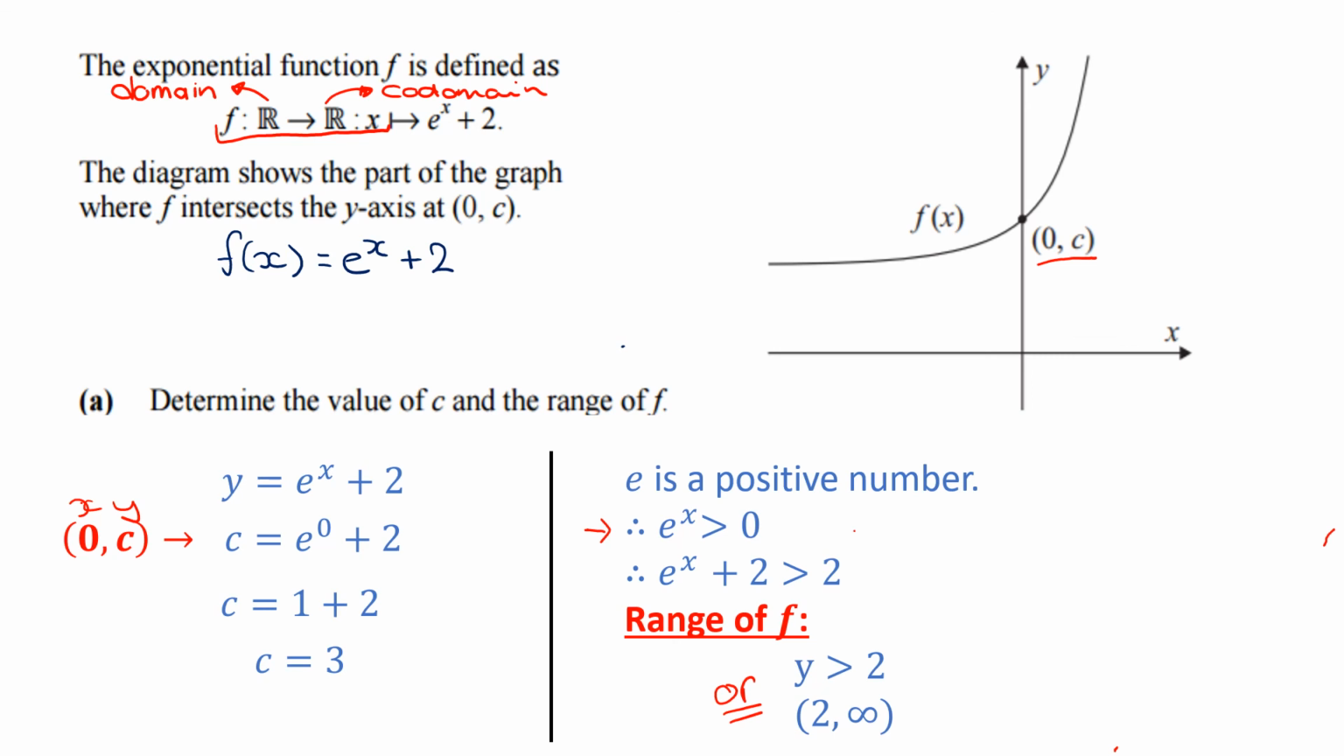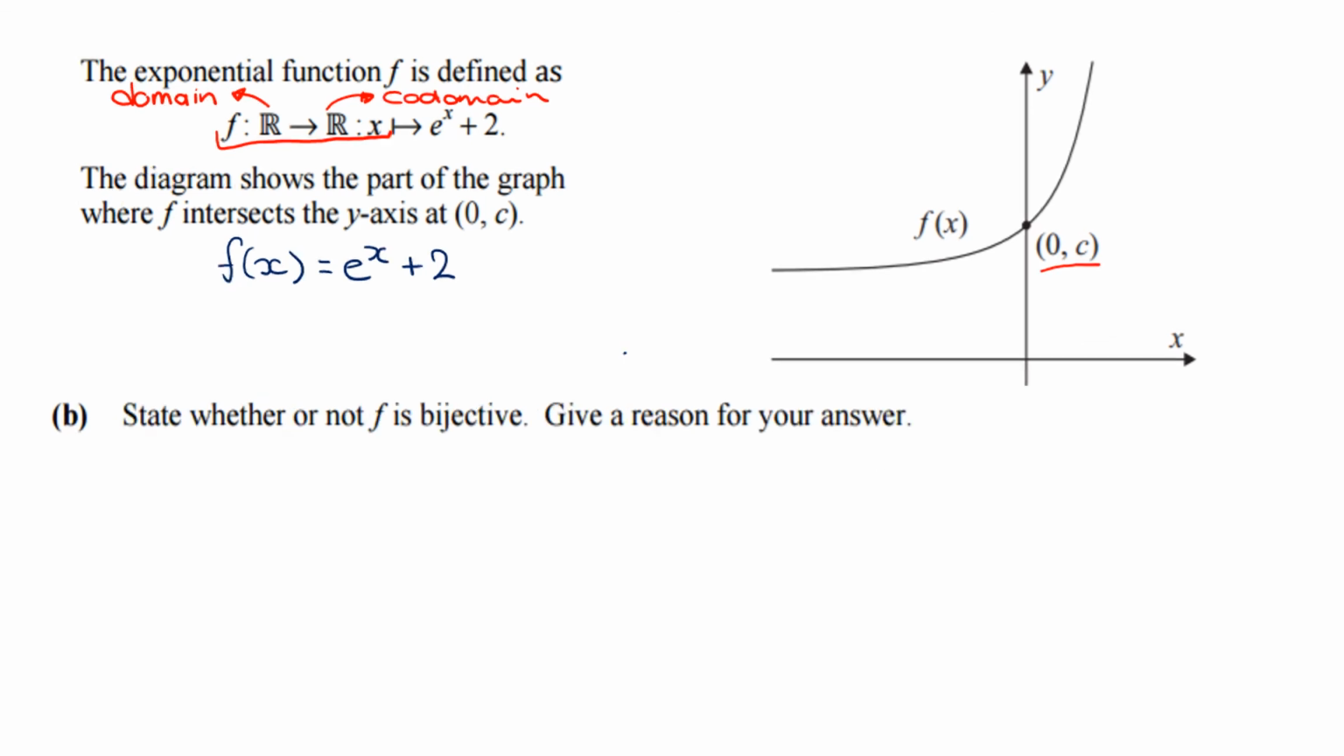And that's a key idea, and that can be very helpful, and that helps us to get the range of f. So part B, state whether or not f is bijective, give reason for your answer. Okay, so the three things we're going to check: injective, surjective, and if it is both injective and surjective, it is bijective. The two things that we want are injective and surjective. So first thing I'm going to do is check to see is it injective.